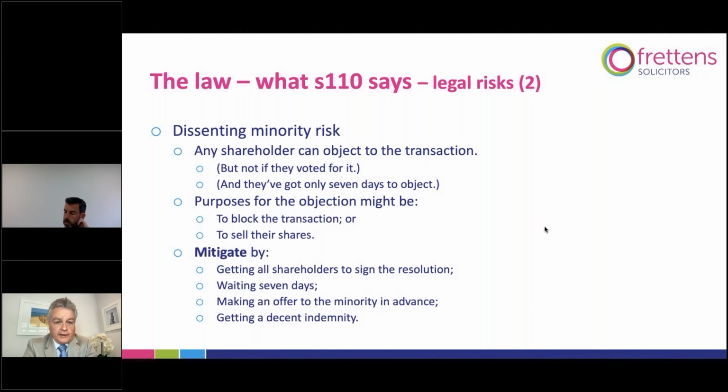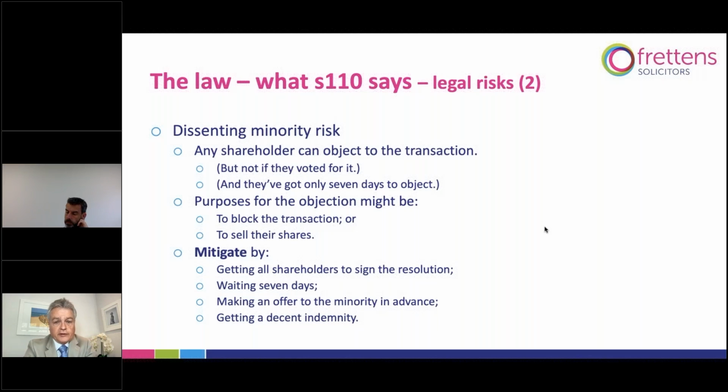I said there were two legal risks. This is the second legal risk, and it is the risk of having the whole thing overturned by a dissenting minority. The principle here is that any shareholder can object to the transaction, but two buts. First one is, if they actually voted for it, they've got no right of objection, which is fairly clear and logical. And the second one is, they have only got 7 days after the resolution has been passed to authorize the reconstruction, within which time to object.